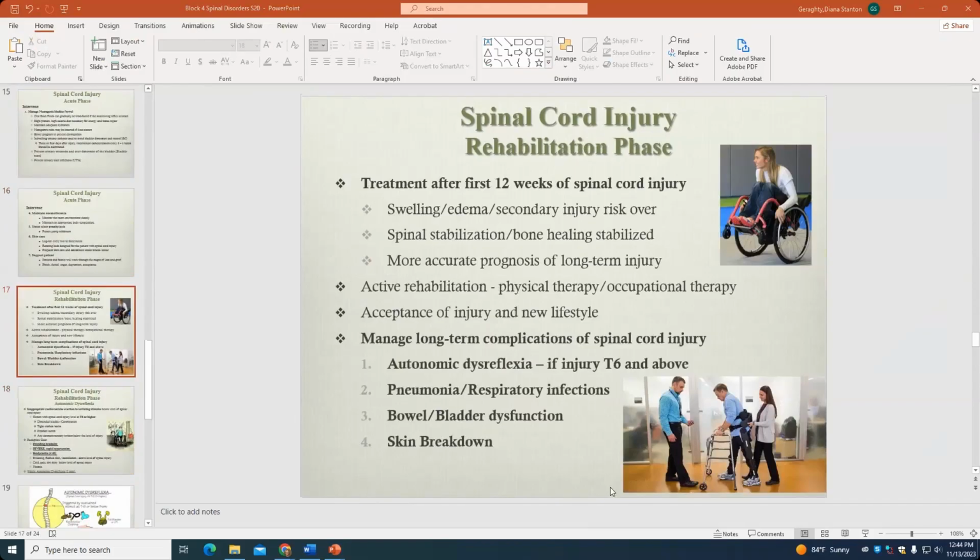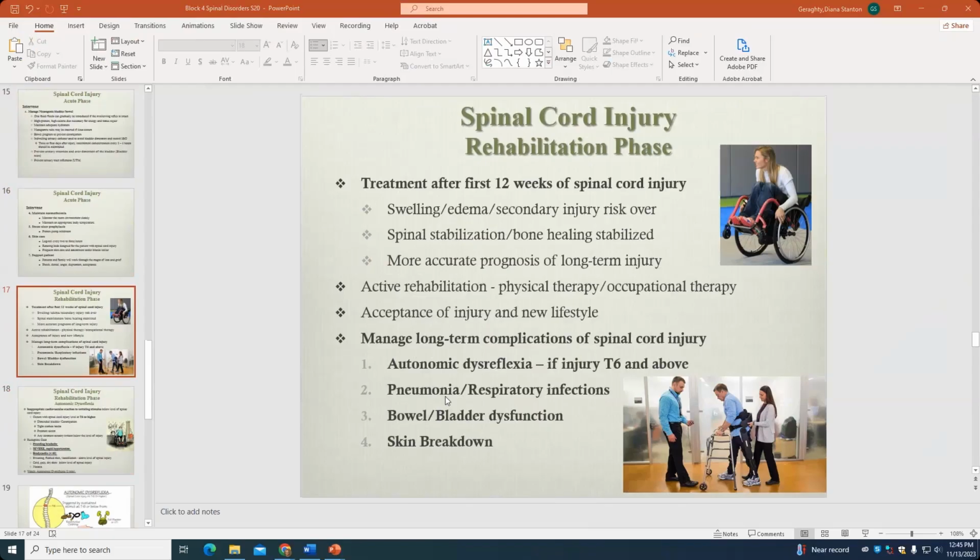If you have a spinal cord injury down in the lumbar region, you may not have very many side effects left over other than your motor function. The higher the injury, the more side effects you're going to get. But after 12 weeks, the swelling, edema, secondary injury should be all gone. You should have your spinal stabilization and the bone healing is done. And we can now prognosticate the long-term injury. They won't really do it until about 12 weeks after, because the swelling is going down that whole period. And we are just watching them and seeing where they're going. This is where they start going into physical therapy, occupational therapy, and deciding how to manage their long-term problems.